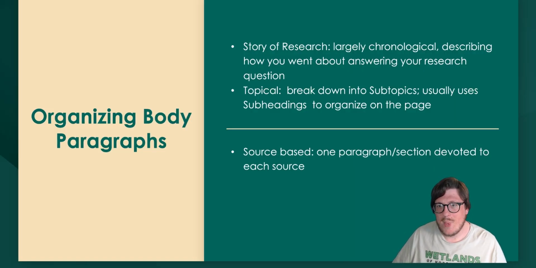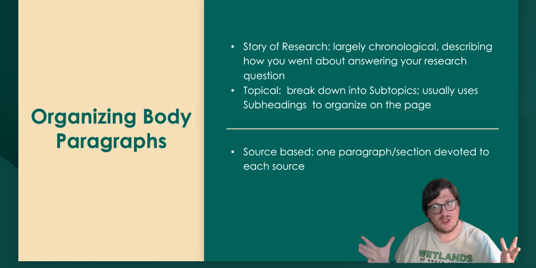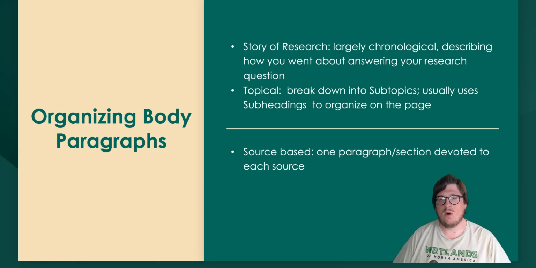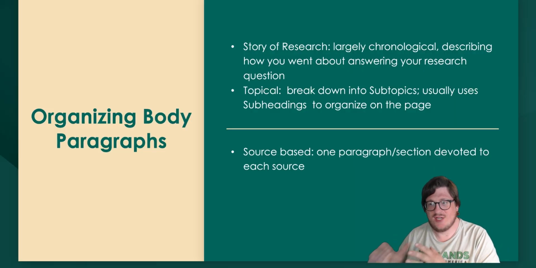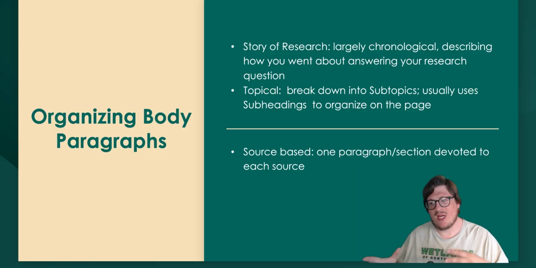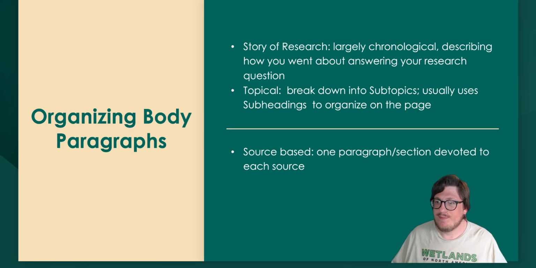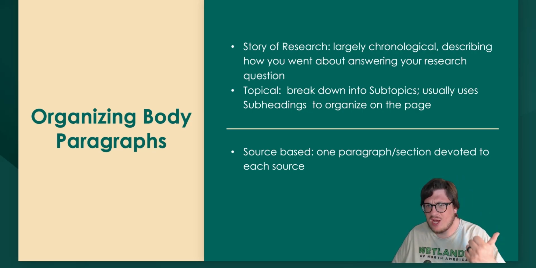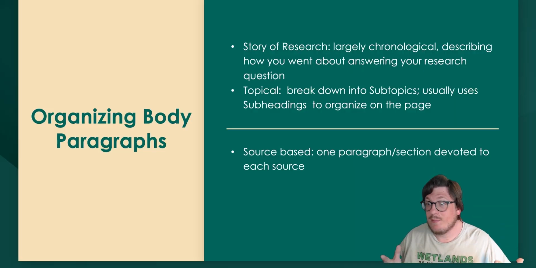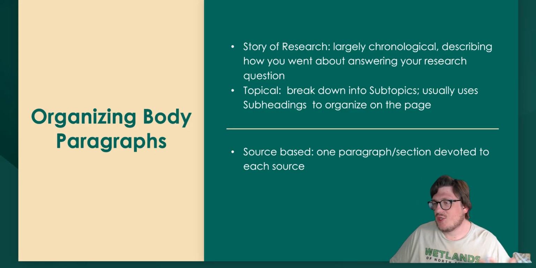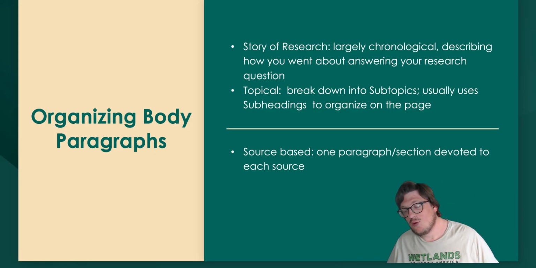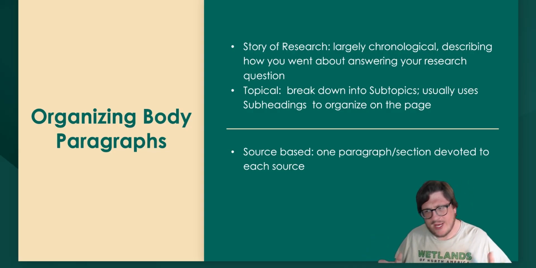And then the third way is source-based, which is basically you've got a bunch of sources. You're going to spend a section of your essay, or a paragraph at least, devoted to each source. And then maybe you'll have some paragraphs at the end putting those sources in conversation, saying how they work together, saying where they disagree, and figuring out what we can take from all of them. But those are the three ways: a chronological history of your research, breaking it down into subtopics and figuring out how to put those in an order that makes sense, or just going source by source through your essay. All three of these are good and solid ways to do it.